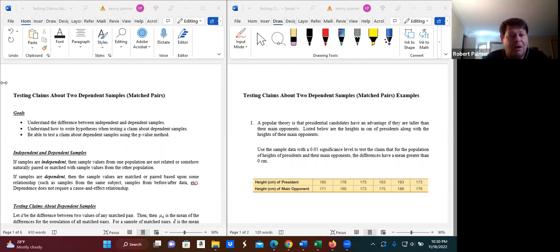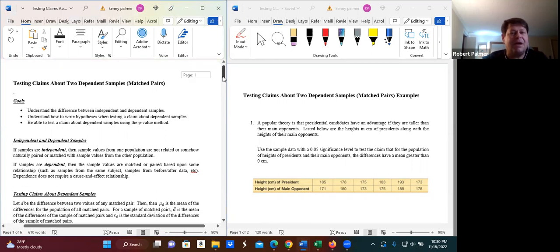So our goals then: understand the difference between independent and dependent samples, what we mean by that; understand how to write hypotheses when testing claims about such matched pairs or dependent samples; and also how to test those claims using the p-value method. All those other methods can be used.